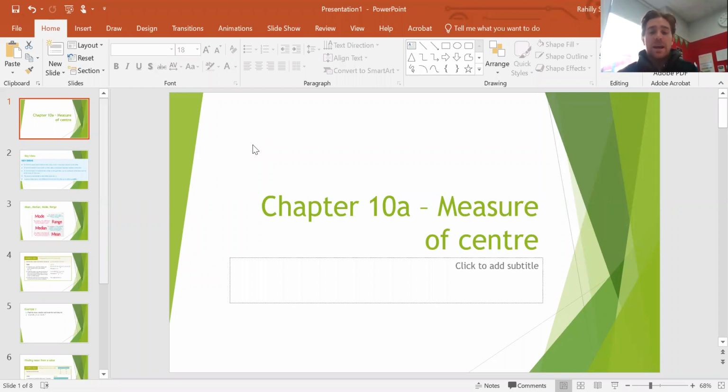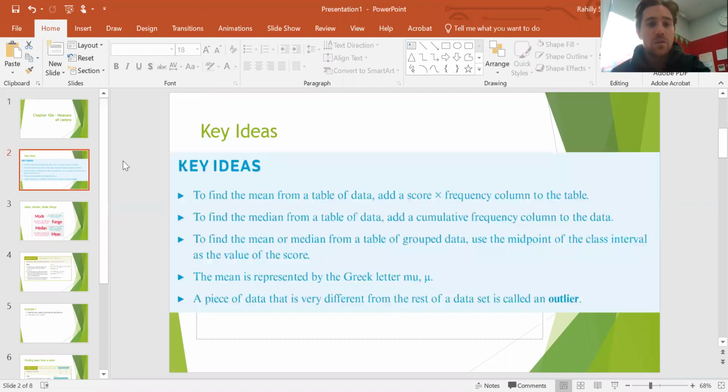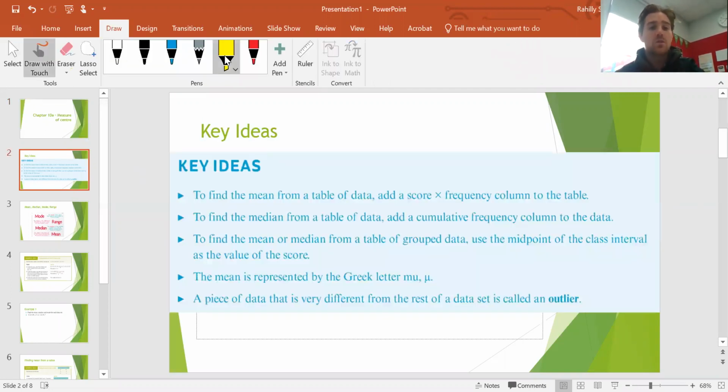Today we're going to be looking at Chapter 10A, Measure of Centre. So we're starting Chapter 10, which is Statistics. In this video, we're just going to look at the first couple of questions and examples from Chapter 10. While I am talking, I'm going to be highlighting some stuff. I want you to copy these notes into your books.